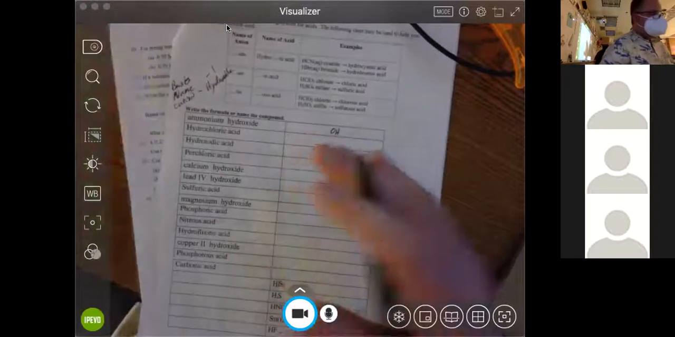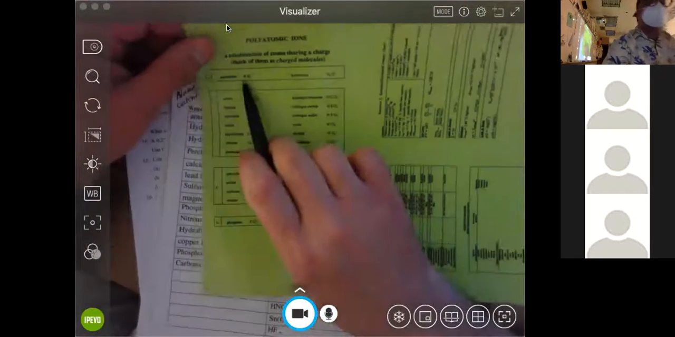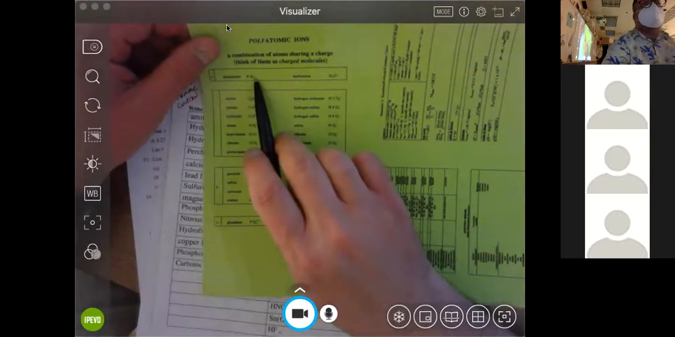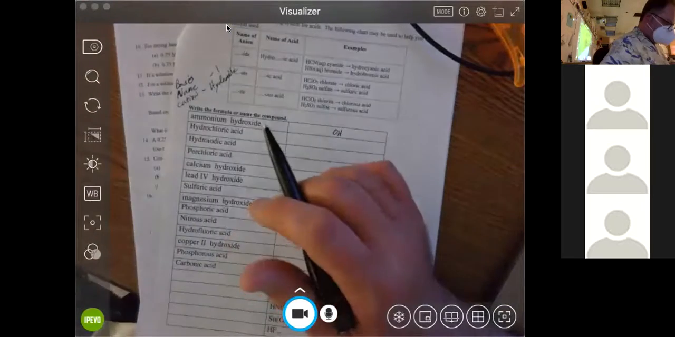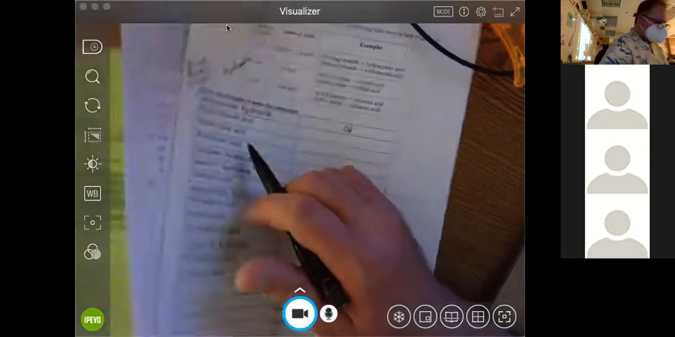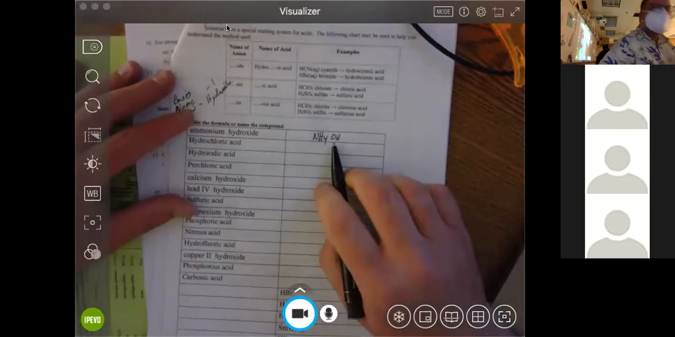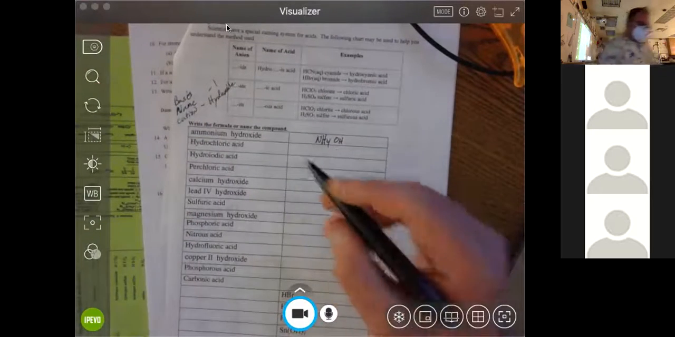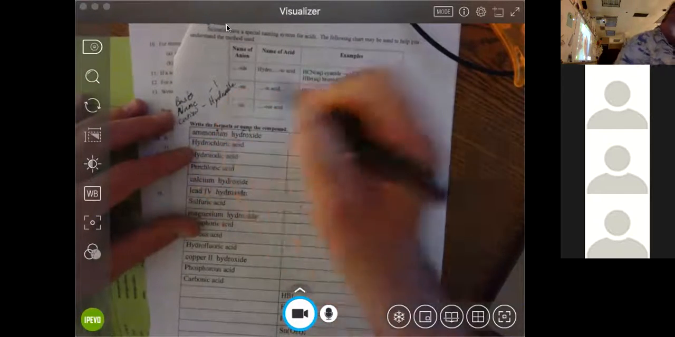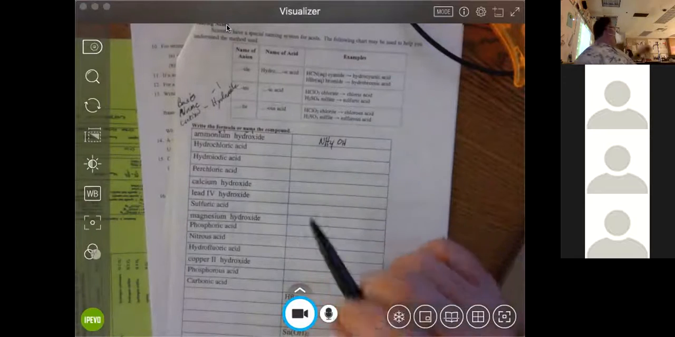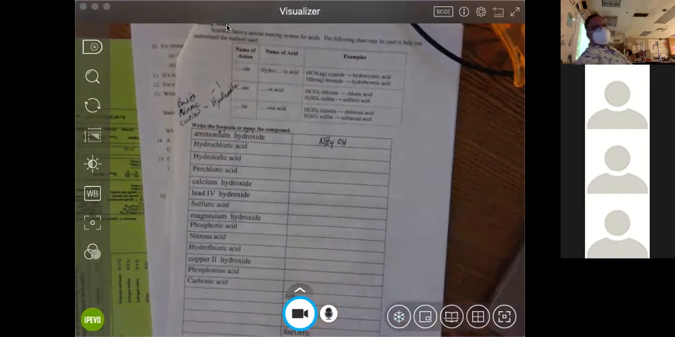So we need to figure out what ammonium is. We take a look here. Ammonium is NH4 with a +1 charge. So ammonium is NH4, hydroxide is OH. We've got a +1 and a -1, which cancel out. The formula for ammonium hydroxide is NH4OH.